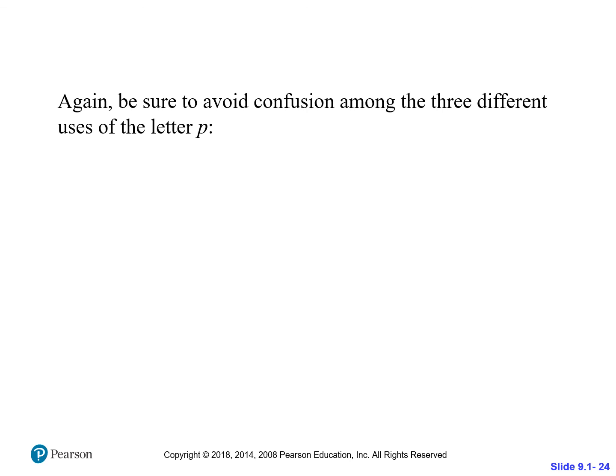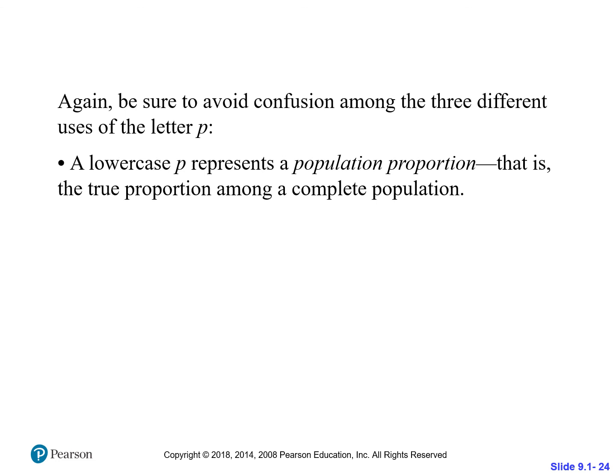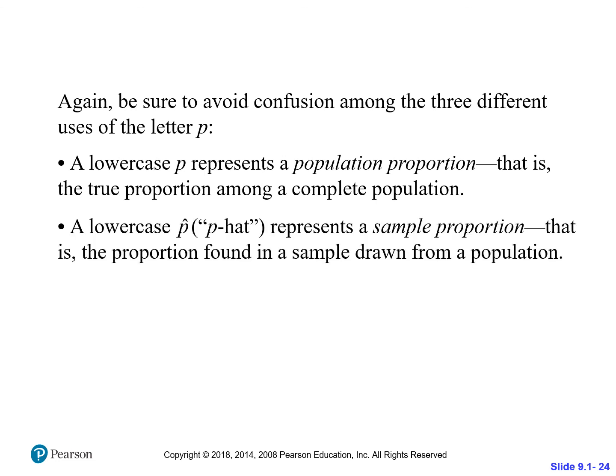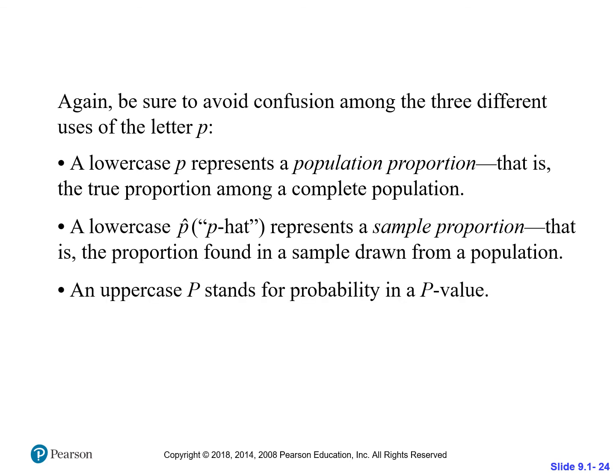Again, be sure to avoid confusion among the three different letters P. Lowercase p is population proportion. Lowercase p hat is the sample proportion, the one that you're observing from the sample you drew from the population. And the uppercase P stands for probability value.